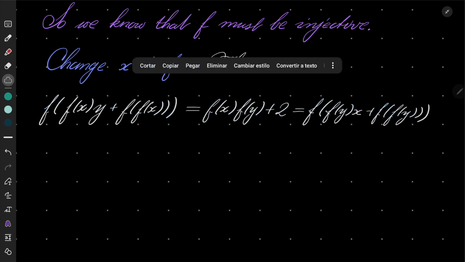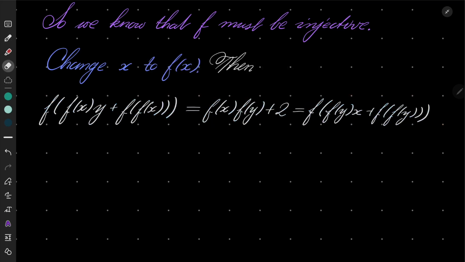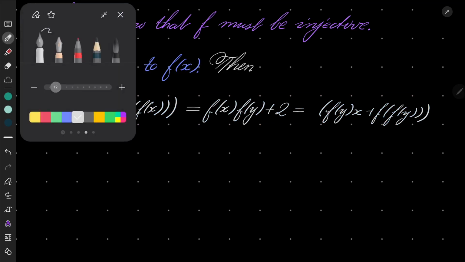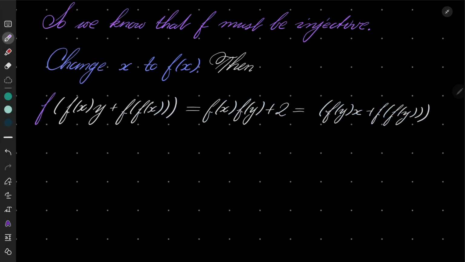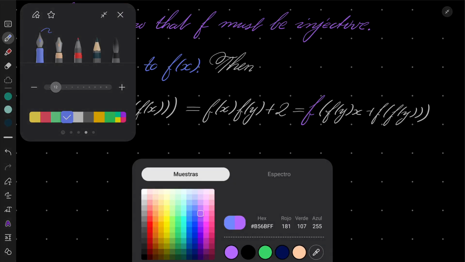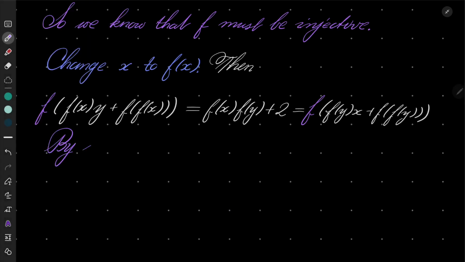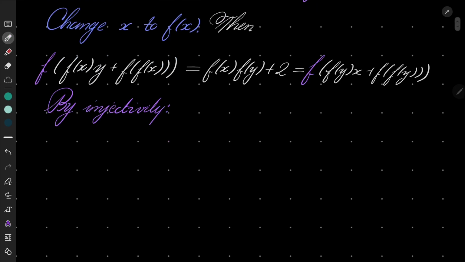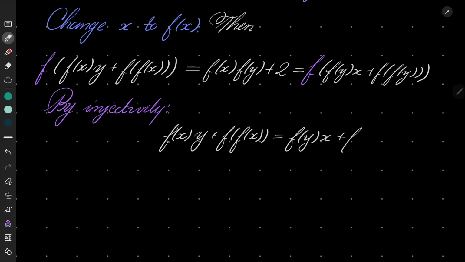Okay. And also let's do the following. I will mark the first function in pink, and let's take a look. f of something equals f of something else. Our function is injective, so by injectivity, we have the following: f of x times y plus f of x equals f of y times x plus f of y.